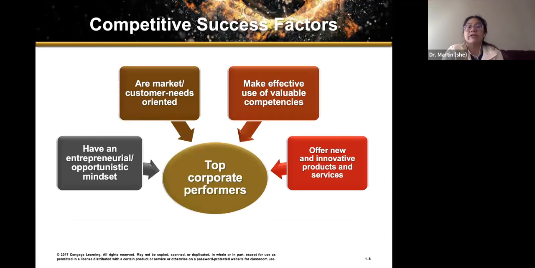Okay. So, who are the top corporate performers? You have to have an entrepreneurial mindset. And we put in here opportunistic because we hear this word entrepreneurial over and over again, and it gets thrown around a lot. But what you really need to think about is opportunity. And how are you going to find that, grasp that, and get that to market? And then, are you market and customer needs oriented, making effective use of valuable competencies, and offering new and innovative products and services?